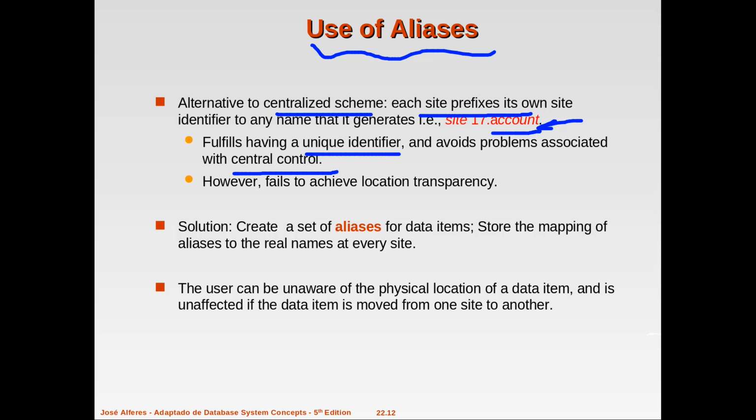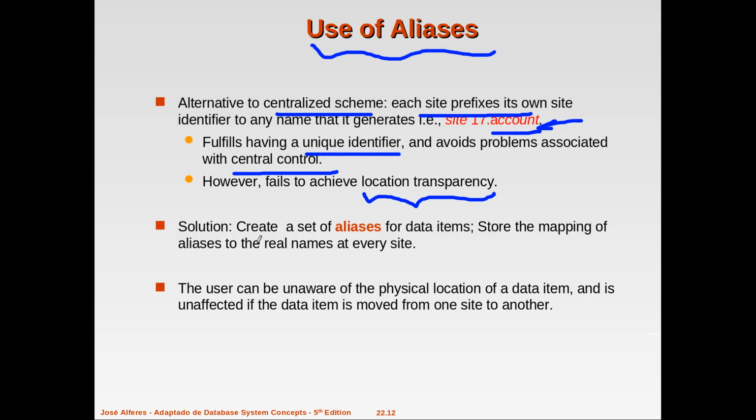But it fails to achieve location transparency, because location transparency means the user is unaware, but the data is stored as site number dot data item name. So when we try to access account, it must be accessed like site17.account. So that location transparency feature is now failed, because we are accessing the data item by knowing the site name. So that is one problem with the usage of alias.